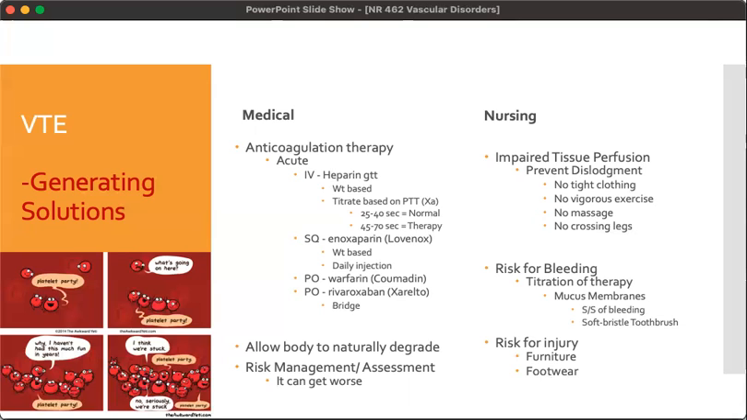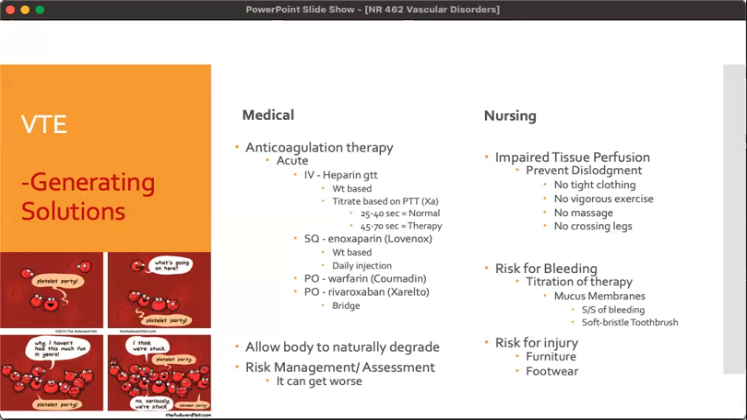Also, don't cross your legs. The problem with crossing your legs is that if you do it too long, one leg starts to fall asleep. We're actually impairing circulation to that extremity, and we don't want to do that because, again, of the risk of dislodgement.